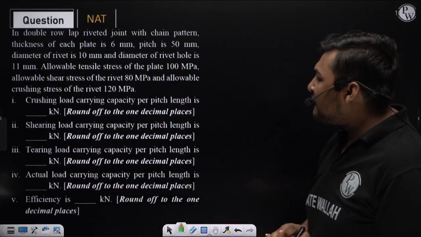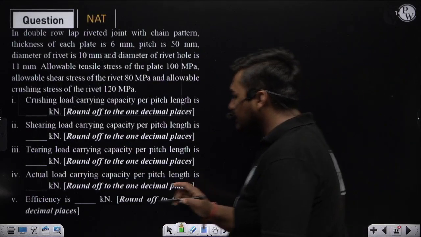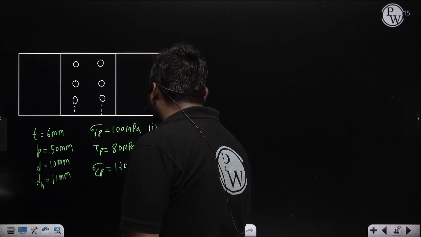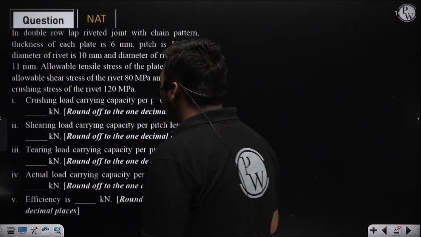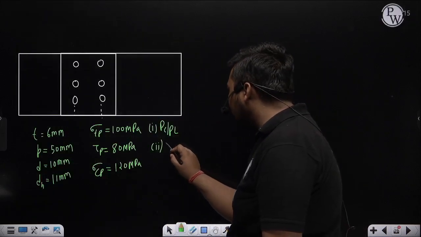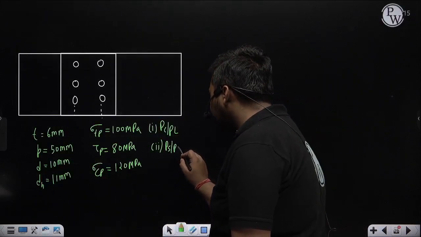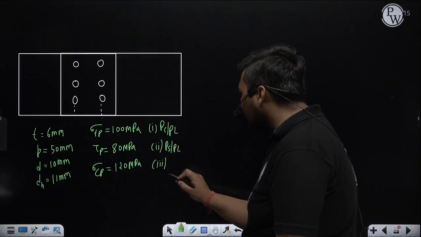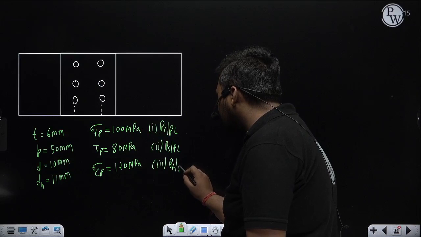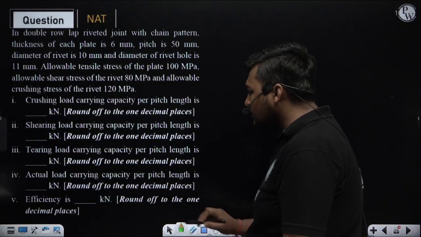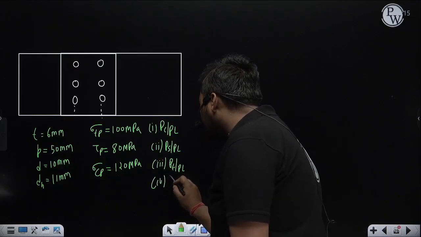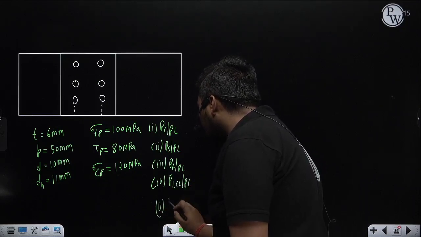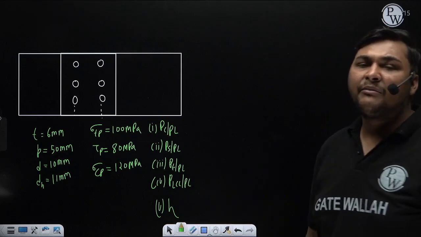Now we have to calculate, first, the crushing load carrying density per pitch length, that is PC, but not total, per pitch length. Second, the shearing load carrying density per pitch length, that is PS per pitch length. Third, the tearing load carrying density per pitch length, that is PT per pitch length. Fourth, the actual load carrying density per pitch length, that is PLCC per pitch length. And fifth, we have to find the efficiency. Suppose the examiner just asked about efficiency.